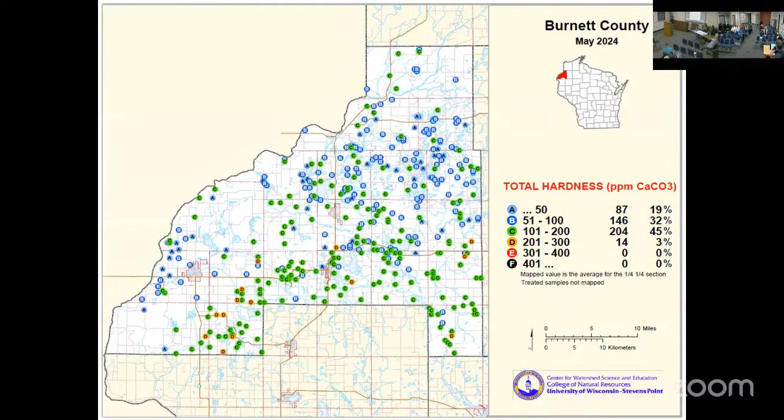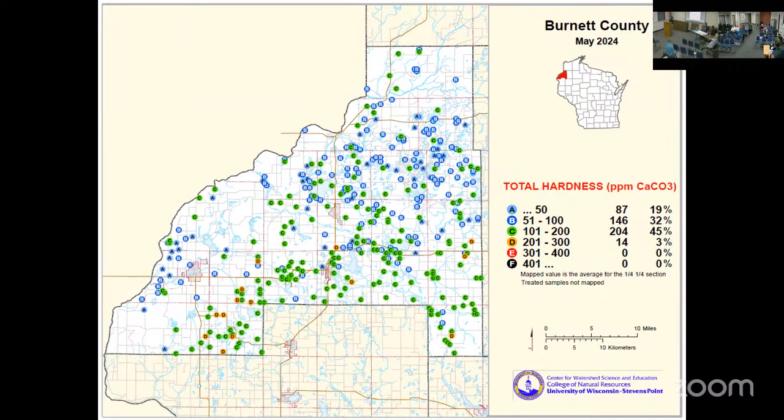If we look at where we find hard water or the differences in hardness concentrations in Burnett County, what you'll see is the blue dots are wells that measured less than 100 parts per million or milligrams per liter of hardness. And that's about 51%. Just over half of the wells are less than 100. We have another roughly half or so that are 100 to 200. And very few that are above that level.